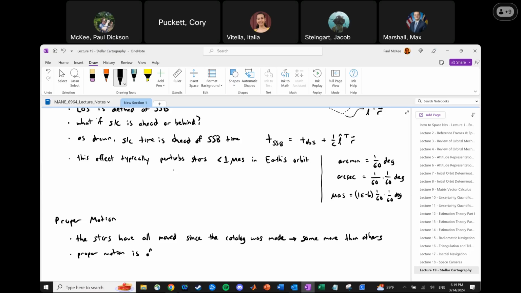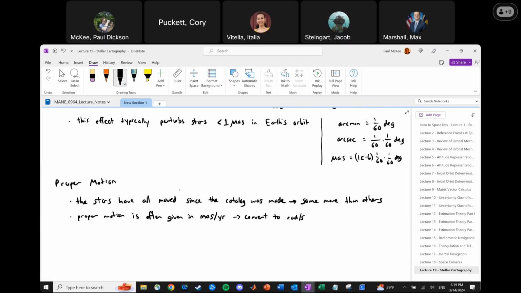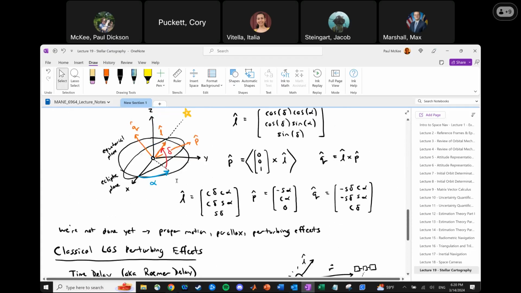Proper motion is often given in milli-arcseconds per year. So you will need to convert to radians per second. And well, let's start putting this together. So let's say that, and this is not the final equation, but this is a kind of intermediate equation, right? Let's say that our line of sight direction to a star is U with a hat on it and I. This is the line of sight direction to the star in the world frame. What is that? Well, it's going to be basically L, because we said that L is the direction to a star as we've set it up.